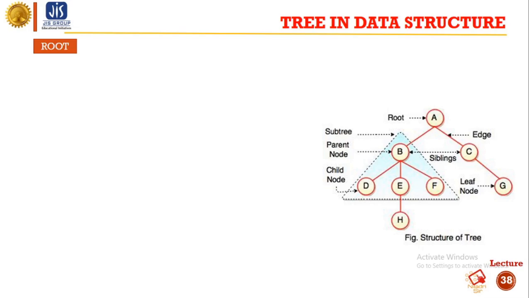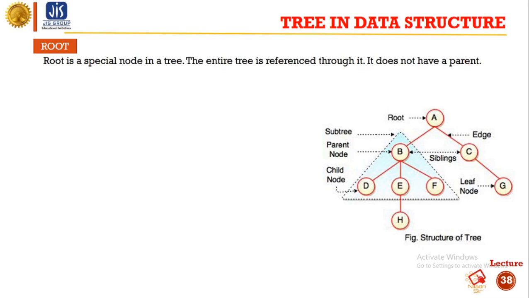Now, what is root? Root is basically a special node in a tree. The entire tree is referenced through it. It does not have a parent, so it is the topmost element. It does not have a parent, but it may have children. So here A is the root node.